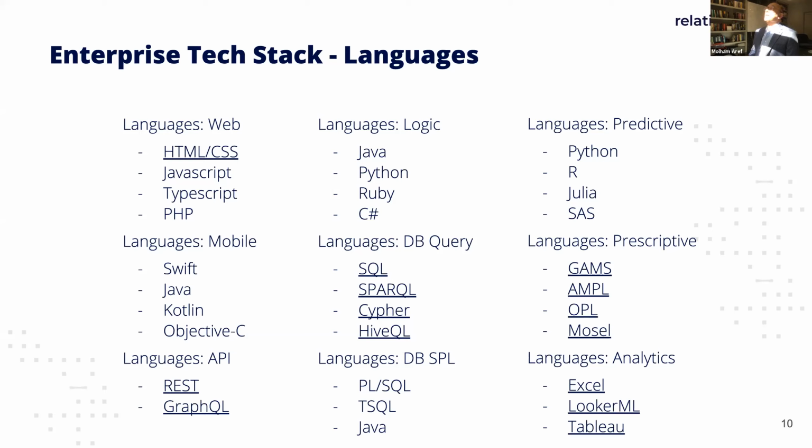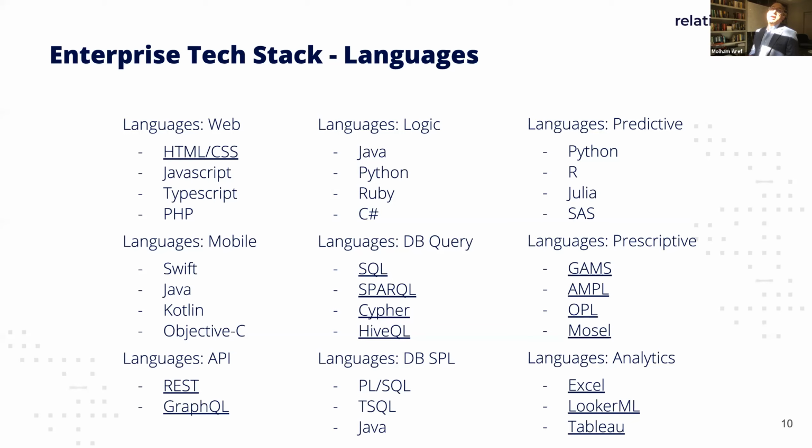The business logic for the application is typically programmed in Java or C# or Python or Ruby. The database that the application uses is accessed via database query languages like SQL or SPARQL or Cypher or Hive. The database will often have a stored procedure language like PL/SQL or T-SQL or Java. If you are using a predictive model to predict demand or churn or risk, you'll build that using programming languages like Python or R or Julia or SAS. And if you have an optimization, or if you want to do prescriptive analytics, you will use languages like GAMS or AMPL or OPL or MOSEK.